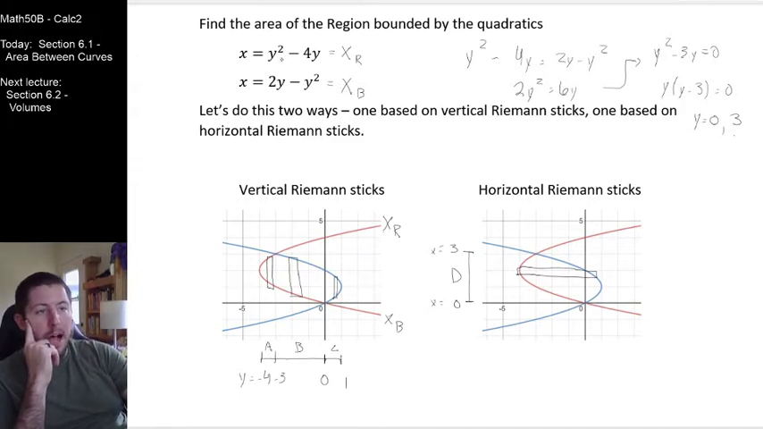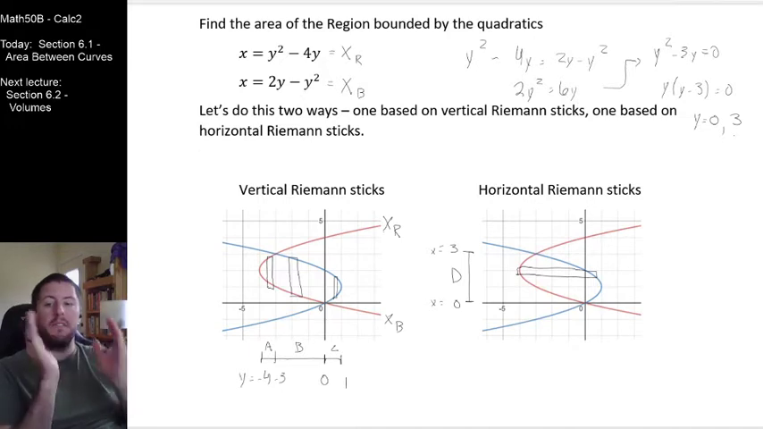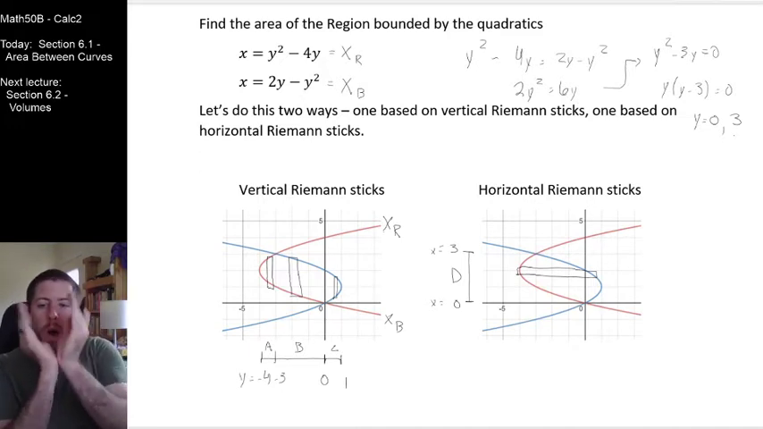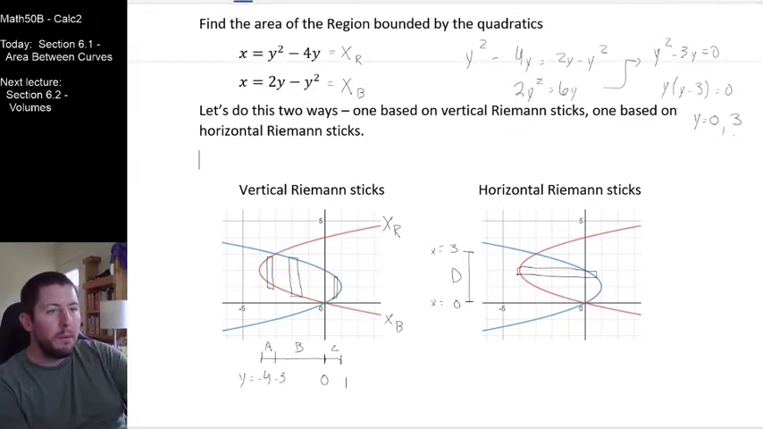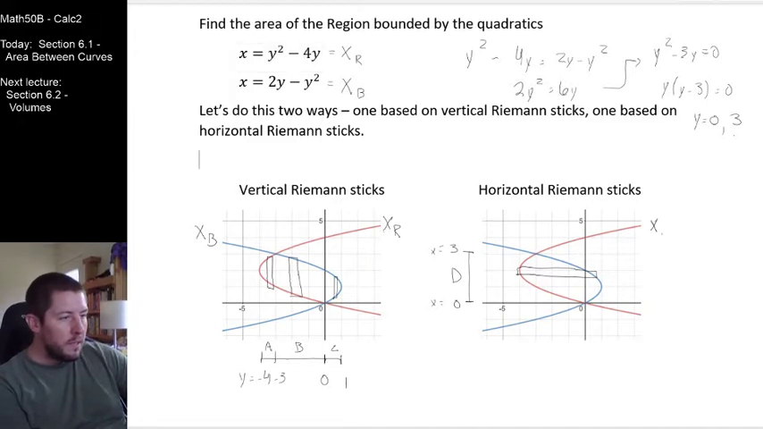I know that because positive y squared means open along the positive x-axis, just like positive x squared says open along the positive y-axis with an upward parabola. And very similar. Oh wait, what was that stupid label right there? That's not the x blue. This is our x blue right here. And this is our x red, and this is our x blue.